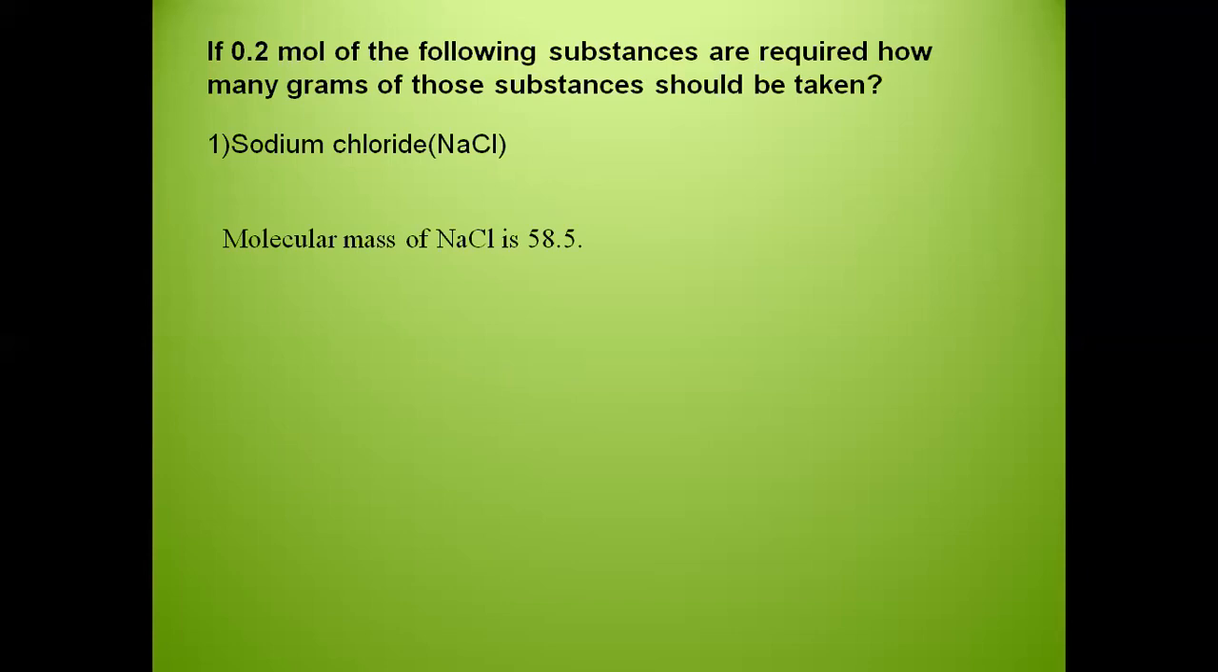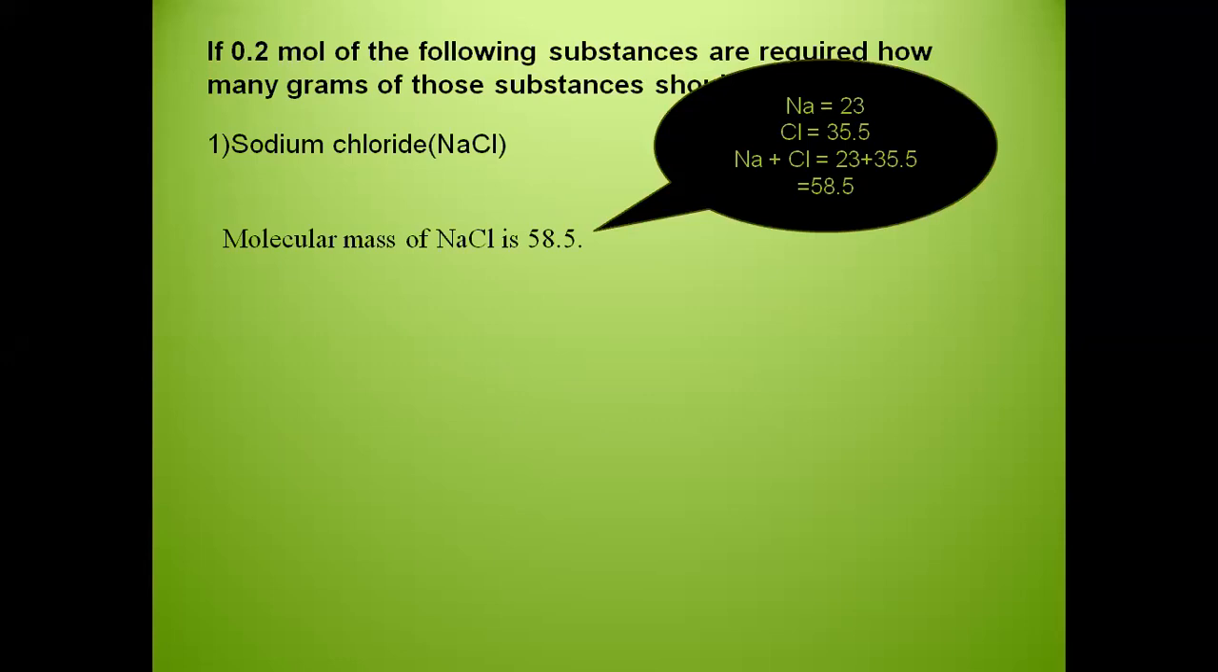How did I calculate the molecular mass of sodium chloride? I took the individual masses. Atomic mass of sodium is 23. Atomic mass of chlorine is 35.5. So when I add both the numbers, I'm easily adding because both the atoms are only 1. So 23 plus 35.5 is giving me 58.5. This is how I got the molecular mass of sodium chloride.